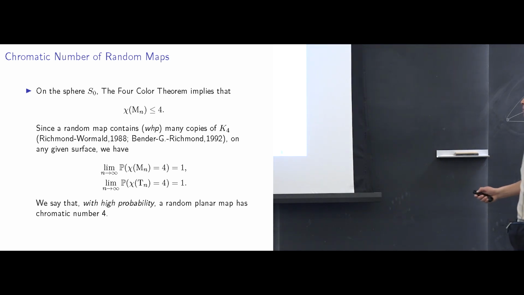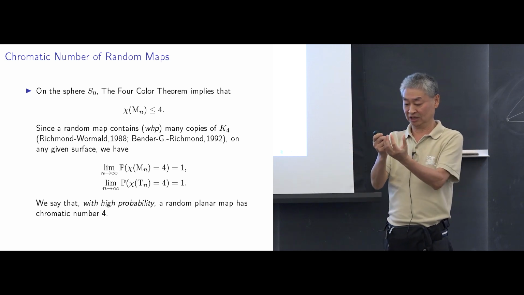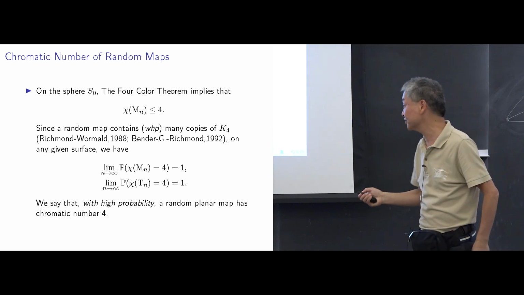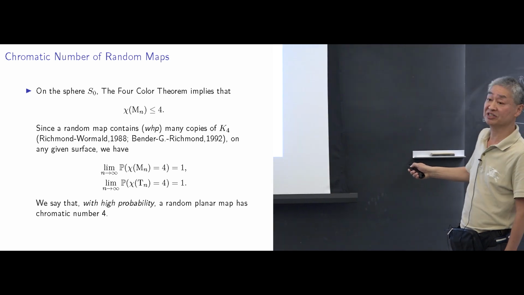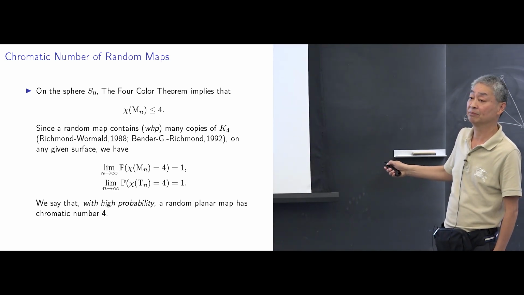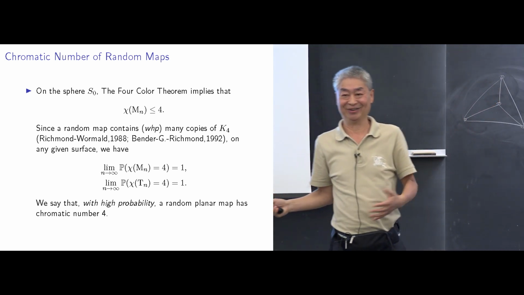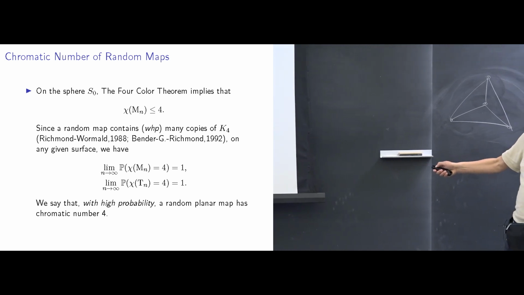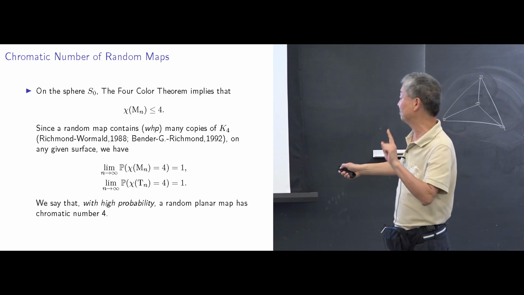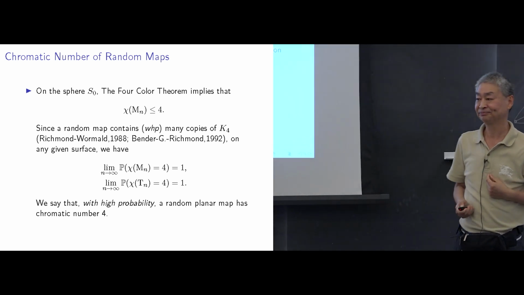It's known that with high probability, it doesn't matter if you look at the space of all maps or just the space of triangulations, a random map contains many copies of K4. If it contains K4, of course, the chromatic number is 4, right? You cannot color it with 3 colors. So actually, we have this on the plane, given the four-color theorem. The chromatic number of a random map on the plane just has 1 value, just a 4, okay?